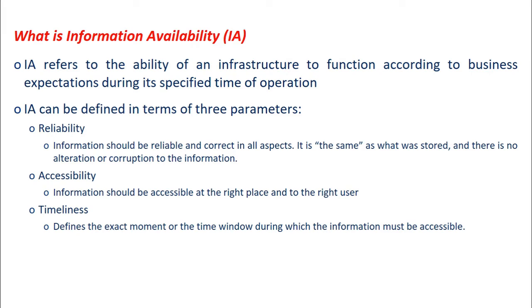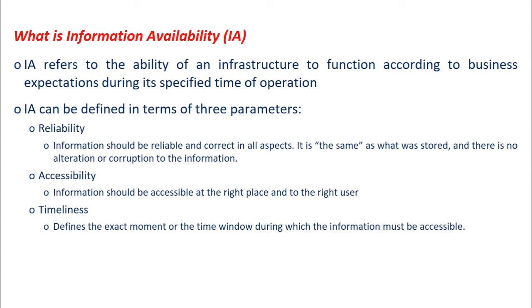The second parameter that is used to define information availability is accessibility. Information should be accessible at the right place and to the right user. Whenever a user wants to access the information, it should be readily available. Also, it should be available to the right users. It is not like anyone can access anybody's information. Information meant for a particular user should be accessible only by that particular user. That is what we mean by accessibility.